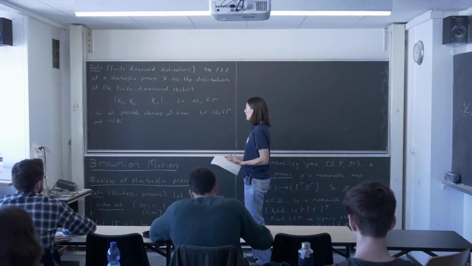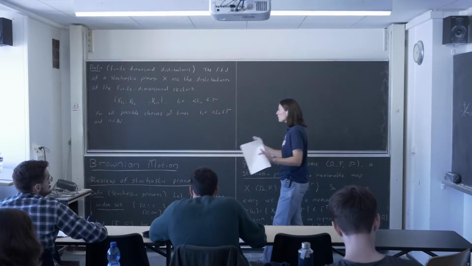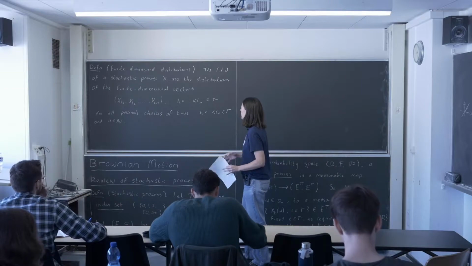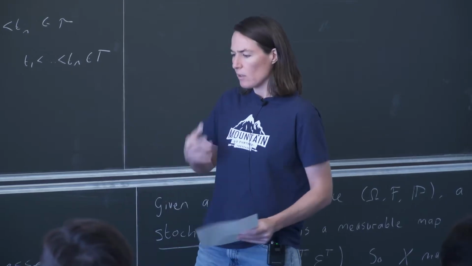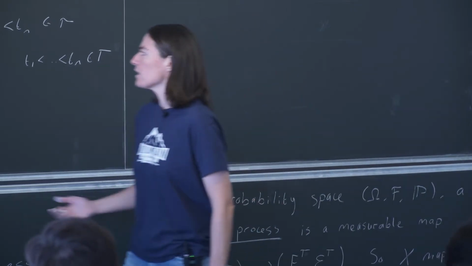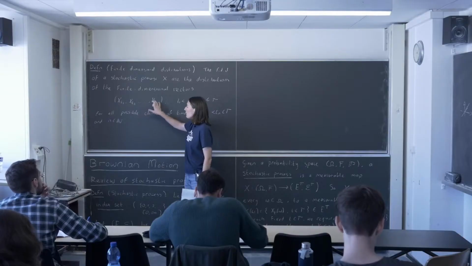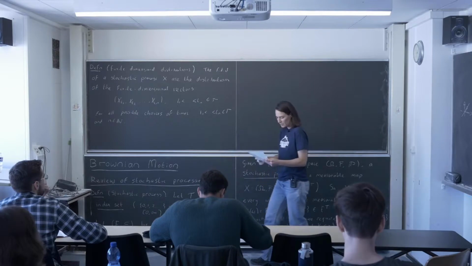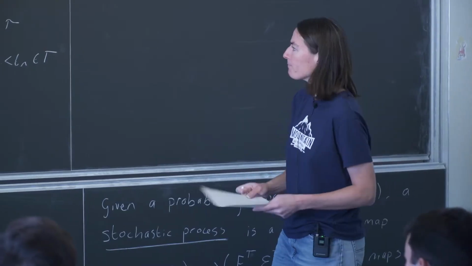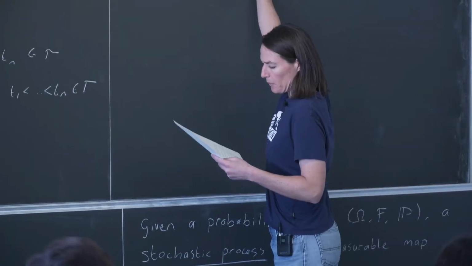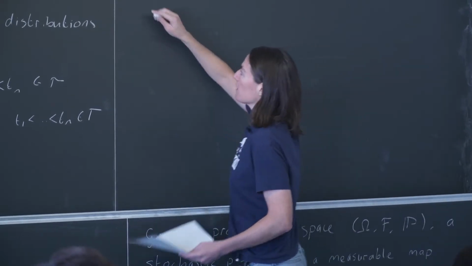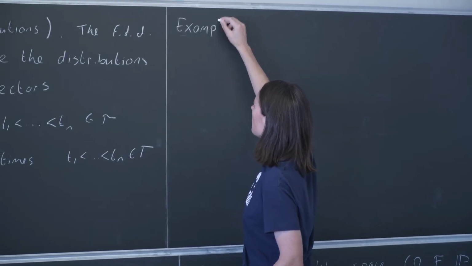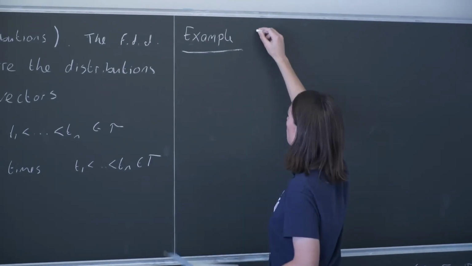And you can show that the finite-dimensional distributions determine the distribution of the stochastic process, modulo some mild assumptions on the type of stochastic process. So if you want to describe a particular stochastic process, it's enough to give the description of the finite-dimensional distributions for all choices of times and all natural numbers n. Okay, so let's see a simple example of a stochastic process. This is one I think you've all seen before: the simple random walk.